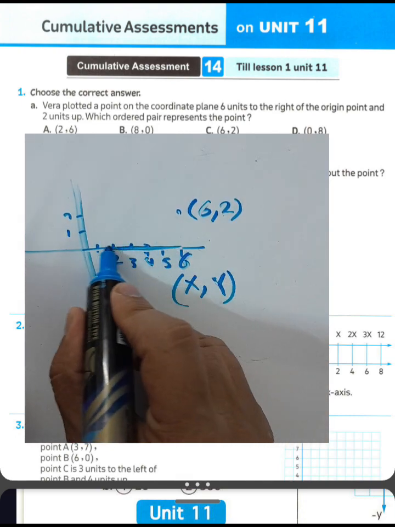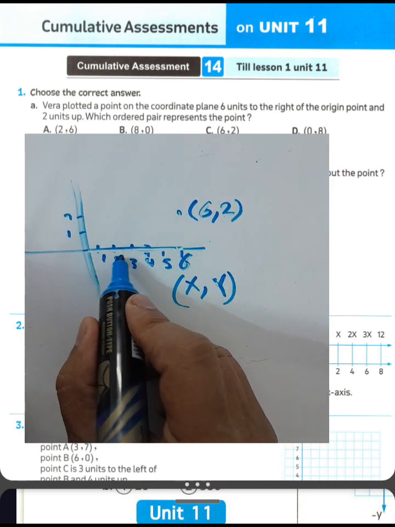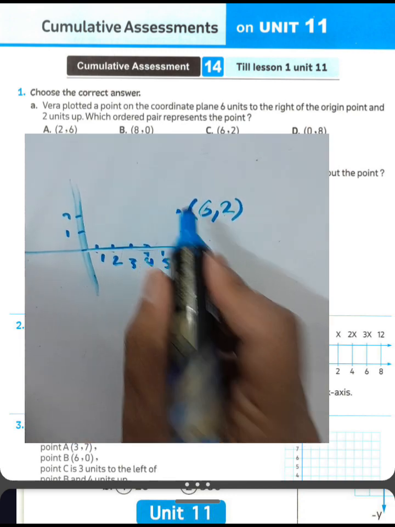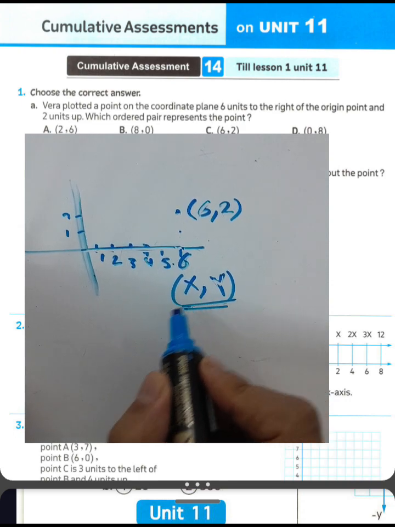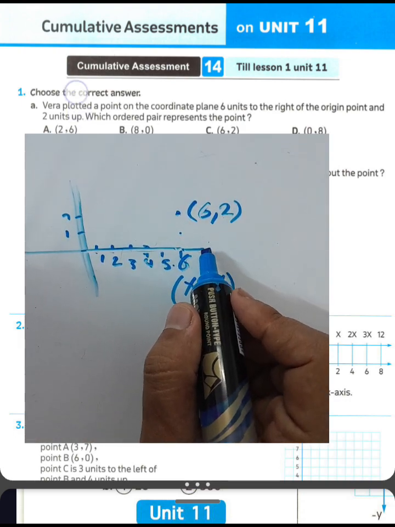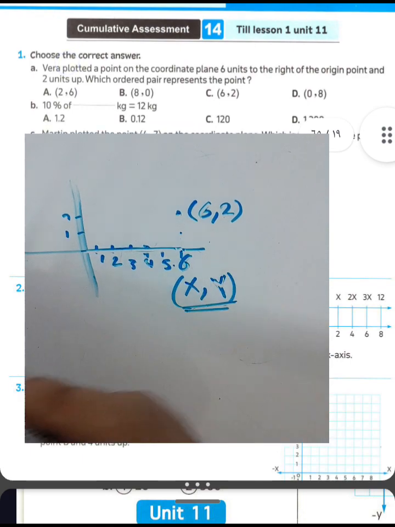Move to the right-hand side 6 units, 1, 2, 3, 4, 5, 6, and going up 2 units, 1 and 2. Okay, then the ordered pair of the point will be 6 and 2. Choose letter C.